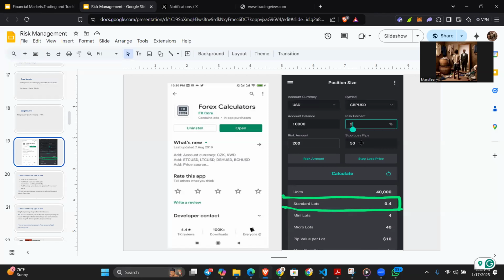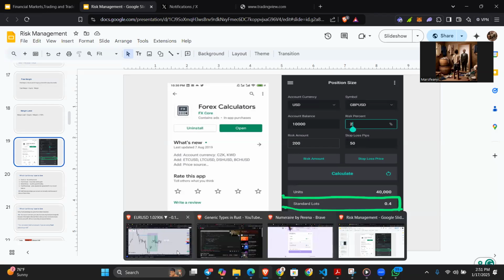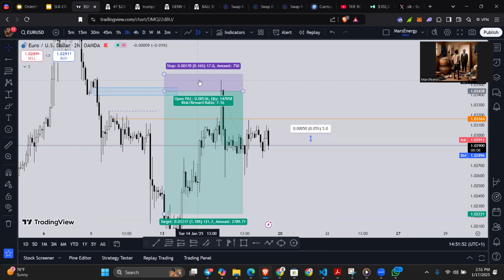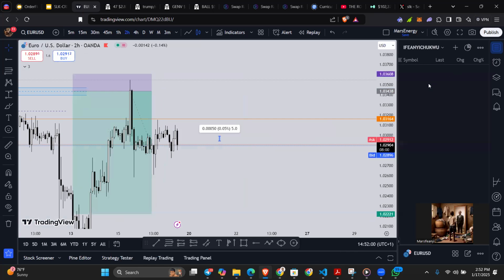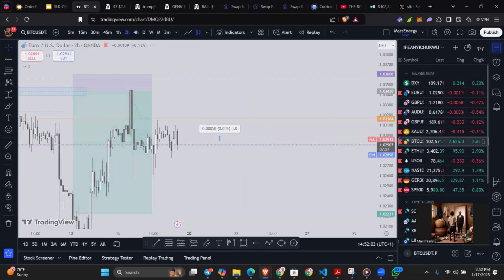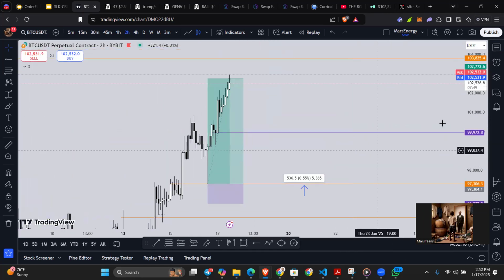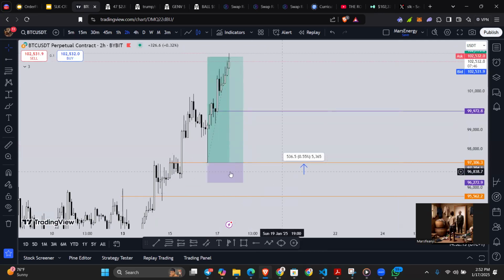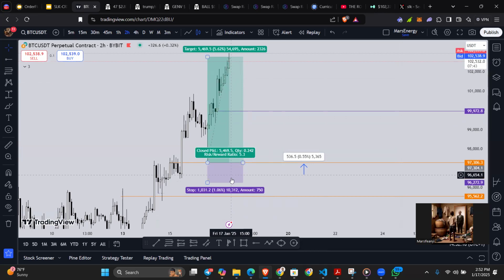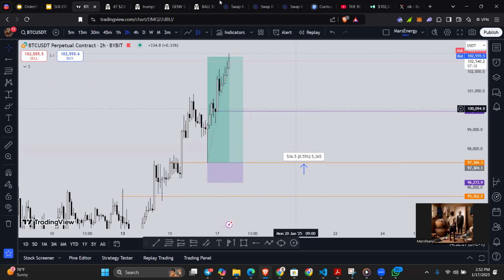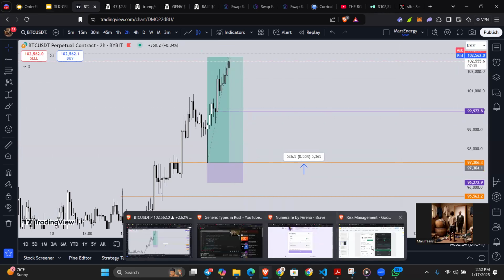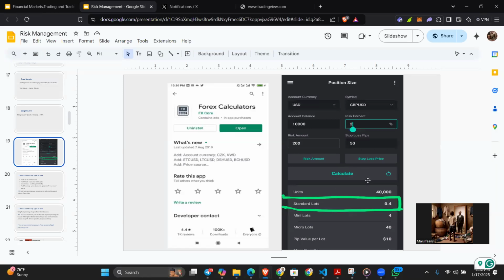When you put the stop loss in pips, from what we have here, the stop loss in pips is 17. The same thing happens if you are trading another asset like BTC. I have a trade currently running on BTC, and for this trade the stop loss in pips is this number, 100312. Once you put the stop loss in pips, you click calculate.